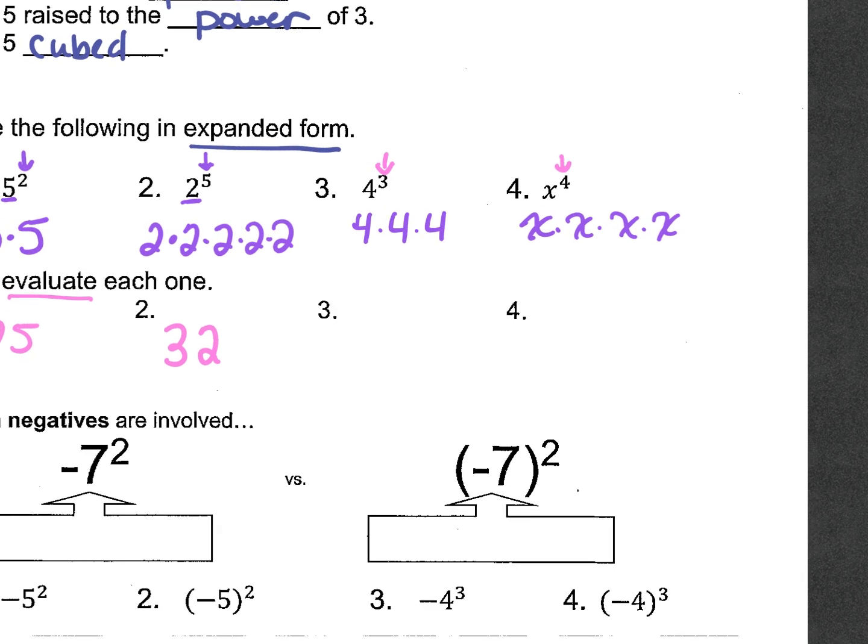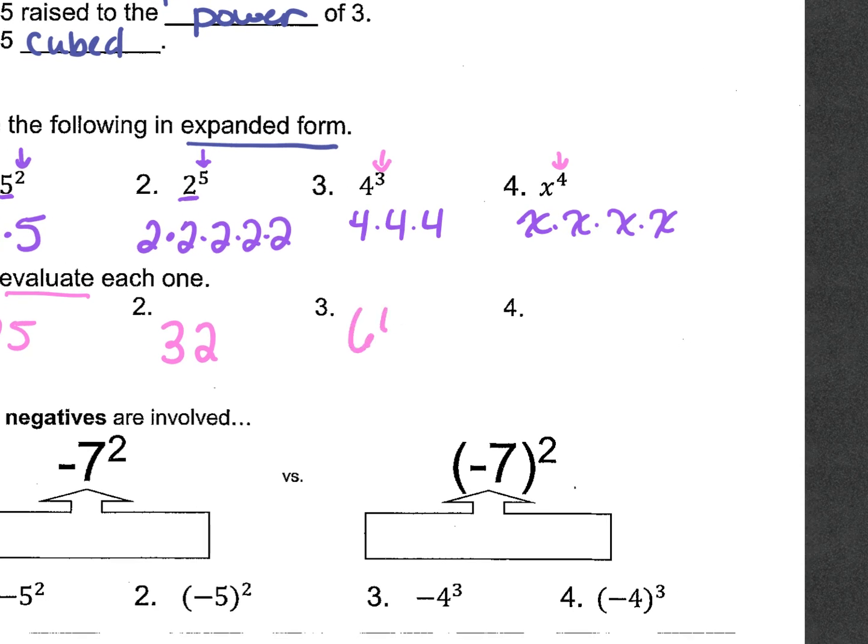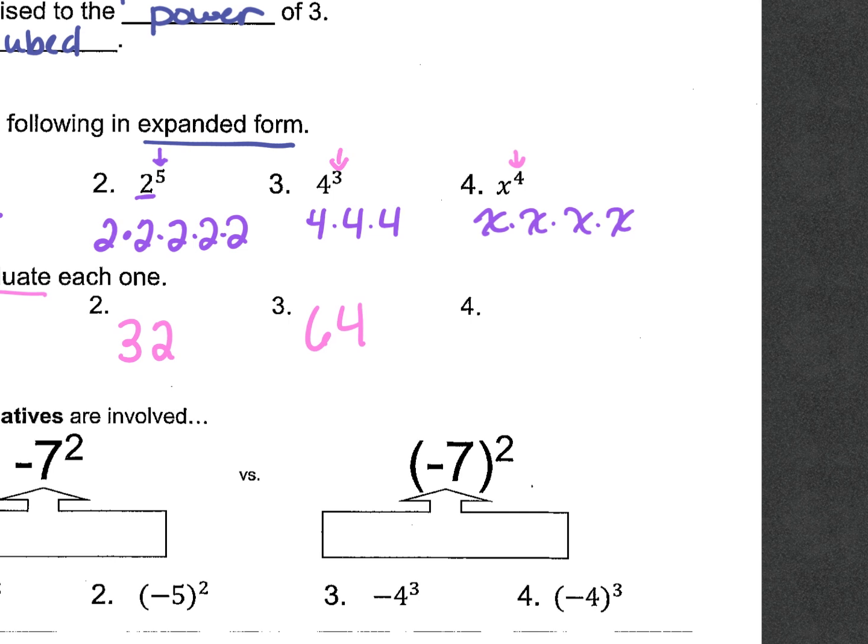4 to the 3rd power, 4 times 4 times 4, is 64. And then x to the 4th power is just x to the 4th. We cannot evaluate it any more than that because it is a variable.